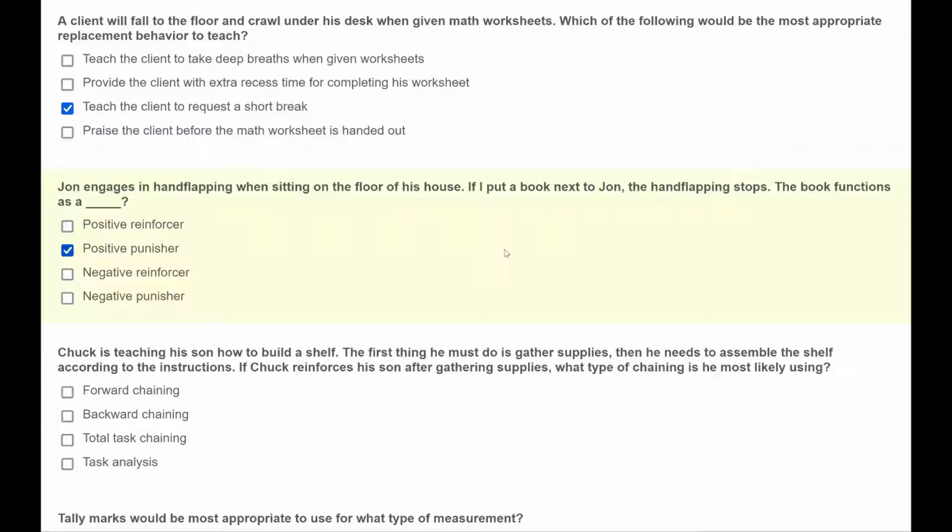Remember, punishment and reinforcement have nothing to do with the topography of the stimulus or the consequence. It's all about how it impacts behavior. And if we put a book next to John and he stops flapping his hands, that's punishing. That book functions as a positive punisher.